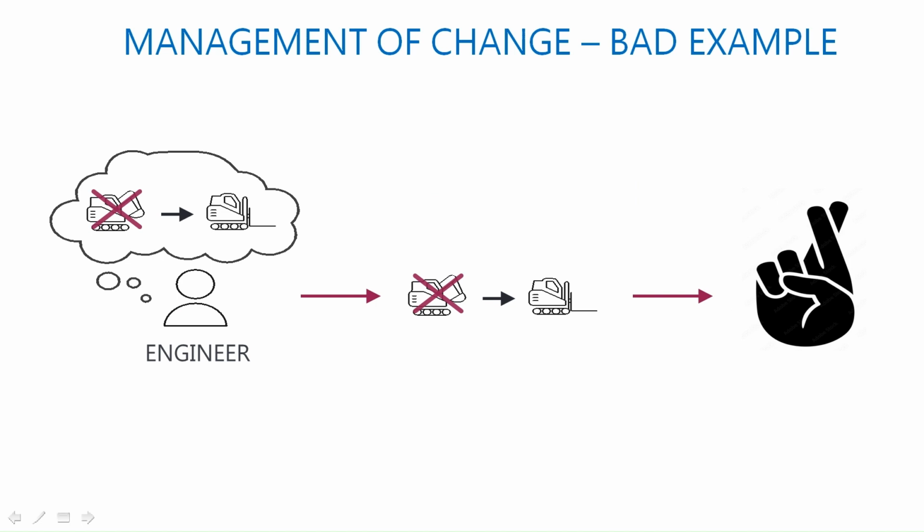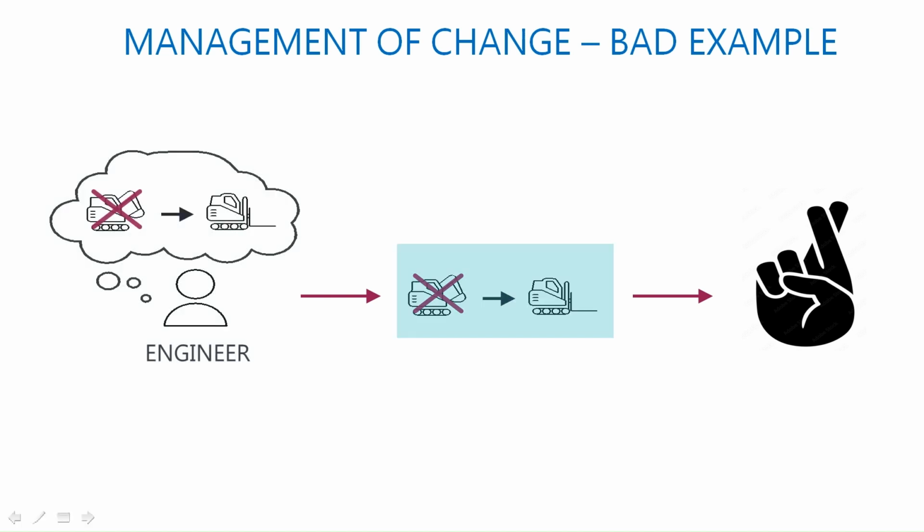Let's make an example of how change management could work in a company. In this example, our company has several pieces of machinery. One of the engineers would like to have one of the machineries to be replaced with a different type of machinery. The reason of this is that the current machinery is not ideal for this process and is slowing down production. You can see in this slide that the engineer thinks of this change.